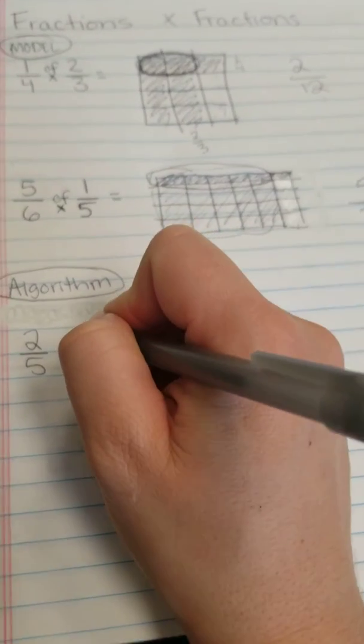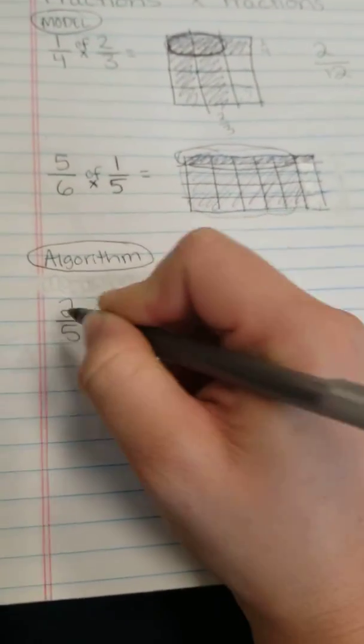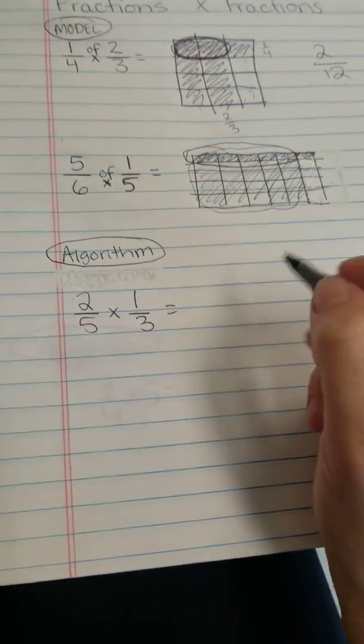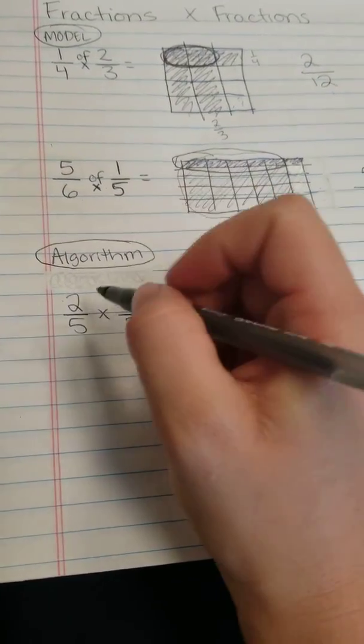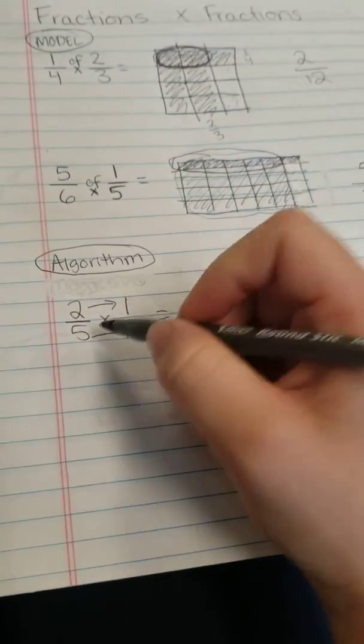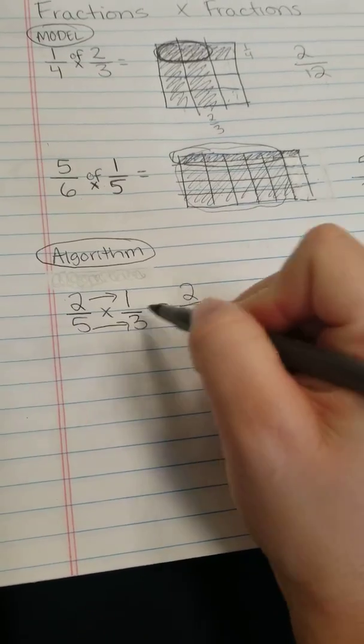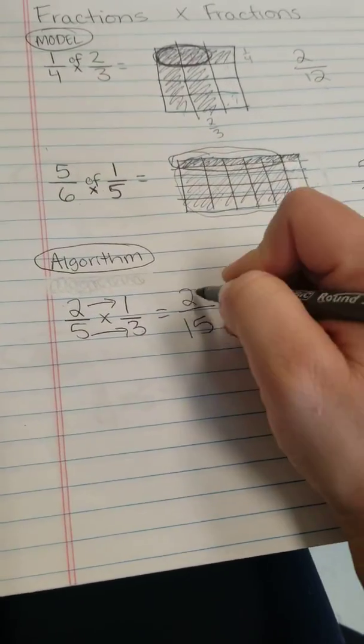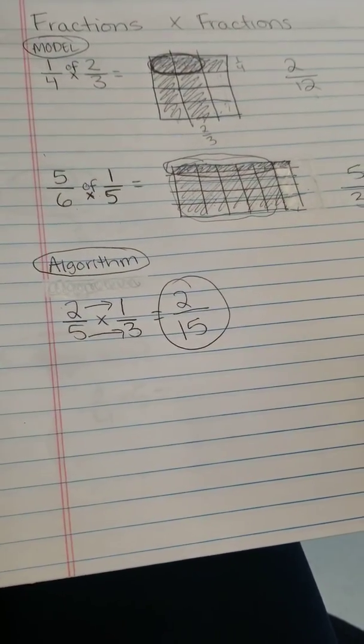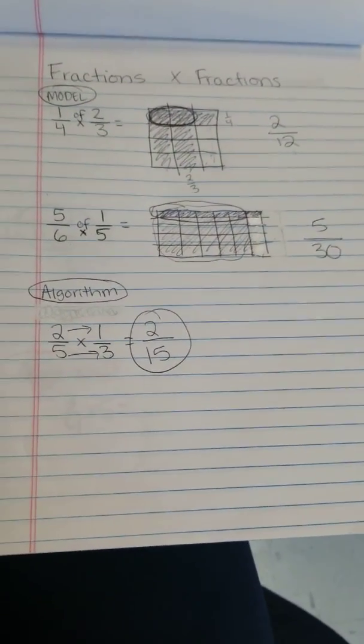So finally, let's say I want to multiply 2/5 times 1/3. Now I don't have to draw a model. I could just do the algorithm where I multiply straight across. 2 times 1 is 2, and 5 times 3 is 15. So my answer is 2/15. It's that simple to do the algorithm.